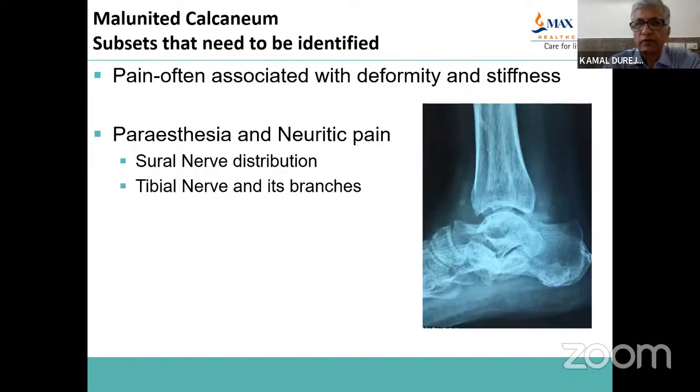We need to understand that we have to divide these patients into two different subsets. One, those who have pain often associated with deformity and stiffness, and a second subset, which primarily has intermittent pains or neuritic pains or paresthesias, which could be in the distribution of the sural nerve or tibial nerve. So when it is paresthesia and neuritic pain, that means these nerves are getting impinged. There is an impingement from a displaced part of the calcaneum malunion.